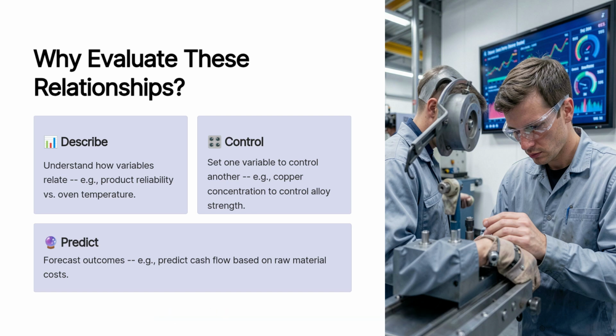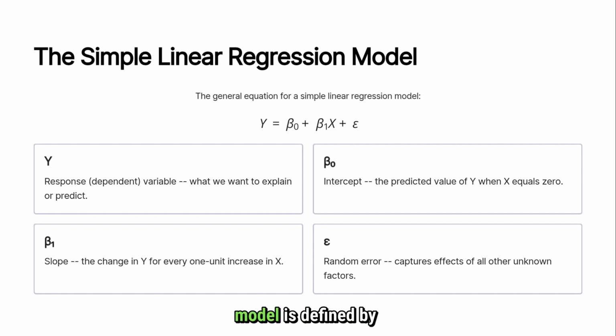The simple linear regression model is defined by the equation y equals beta 0 plus beta 1 x plus epsilon. Here, y is the dependent variable we aim to predict. Beta 0 is the intercept, beta 1 is the slope, indicating y's change per unit increase in x, and epsilon represents random error from unknown factors.